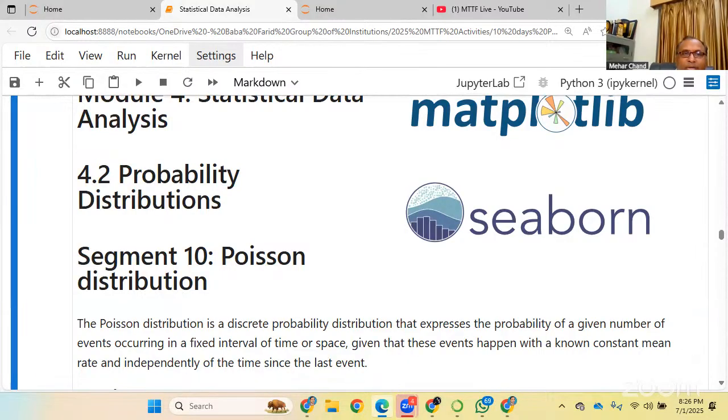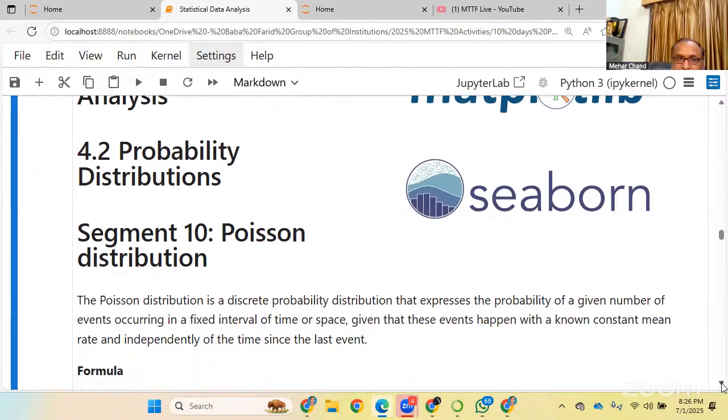Okay. So next we have the Poisson distribution. This is also one type of distribution. The Poisson distribution is a discrete probability distribution that expresses the probability of a given number of events occurring in a fixed interval of time or space. So the time or space interval is given and fixed, but we have a discrete probability.